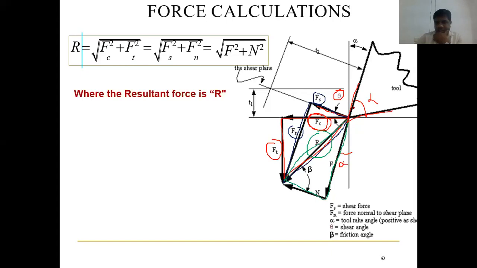If you know alpha and the chip thickness ratio, you can calculate the theta value also, and you can calculate the beta value also, if you know the materials, the workpiece material as well as the tool material. For example, the workpiece material is mild steel and the tool material is high speed steel. You know the relative friction between these two. When you know the coefficient of friction between two mating surfaces, you can easily calculate beta, right? Beta is nothing but the friction angle. Tan inverse of the coefficient of friction will give you beta.